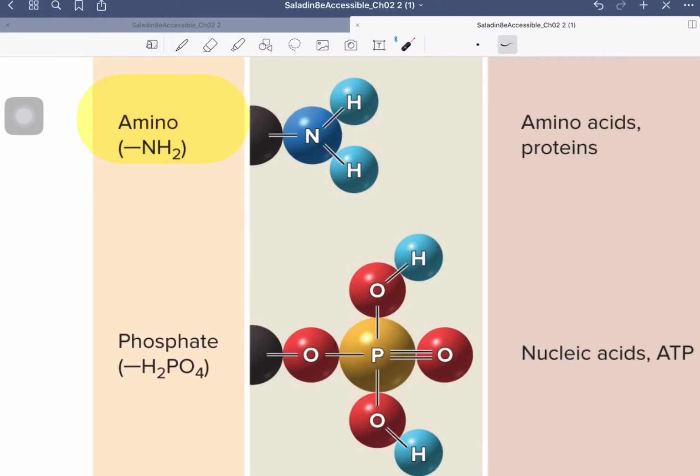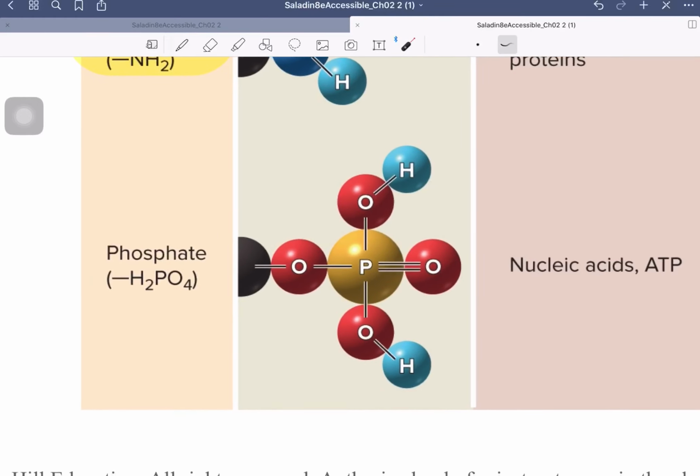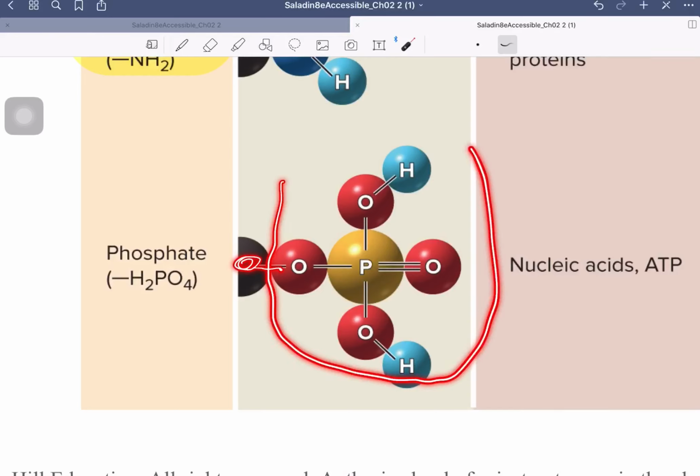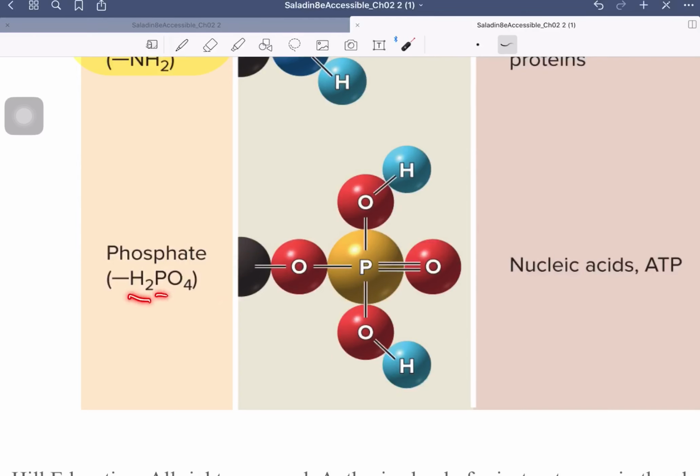The last group we're going to look at is the phosphate, and of course with a name like that, not surprisingly, look what's in the middle. We have basically the phosphorus right there. We have 1, 2, 3, 4 oxygens, and we have 2 hydrogens, and there's the carbon that it plugs into. So this whole thing is the unit right there. That's the functional group. So that's phosphate, H2PO4. Nucleic acids and ATP is where we really see these.